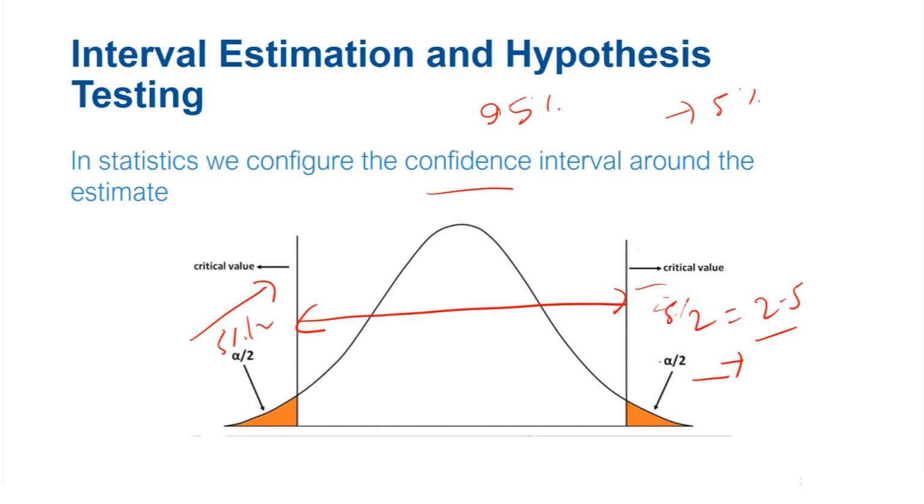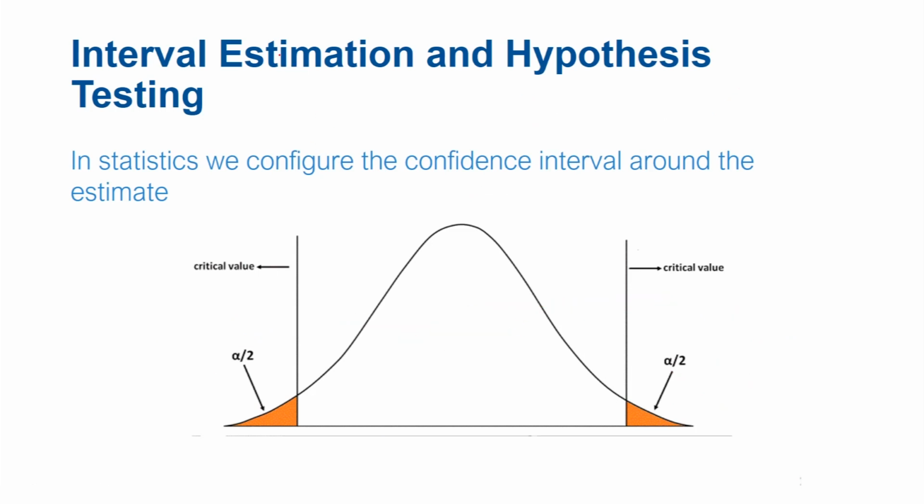So this is the region in which you are willing to take a chance where you may be mistaken. 2.5% on the right and 2.5% on the left, which is overall 5%, because you are willing to take a 95% confidence. Let's see how this works in the case of regression.